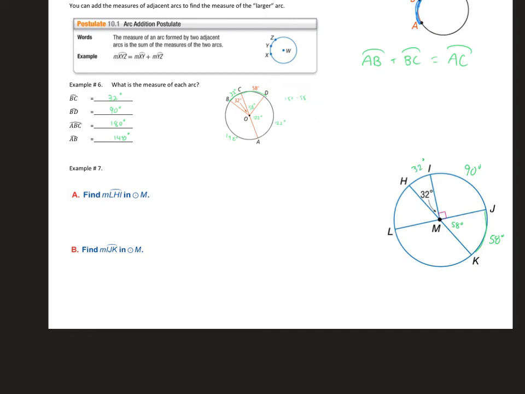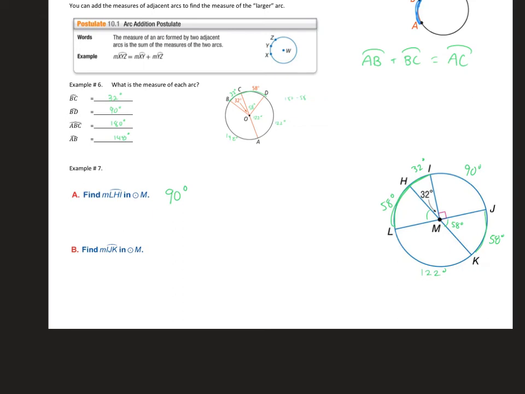Alrighty. So then if I look over here, I know that these angles right here, I have vertical angles, so these angles are congruent, which means HL is 58 degrees. And then 180 minus 58 is 122 degrees. So what is the measure of arc LHI? Right here, LHI, we're going to say that that is 90 degrees.